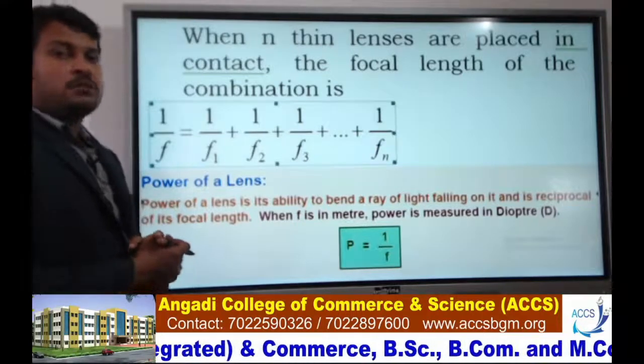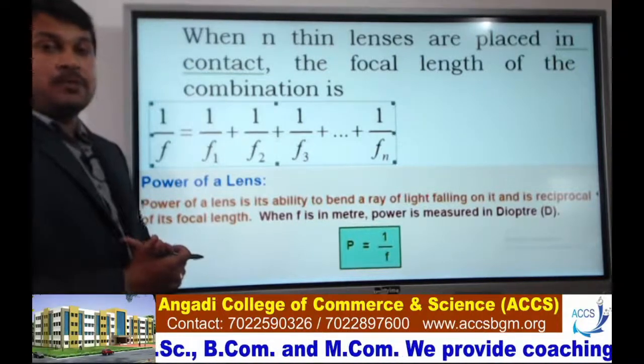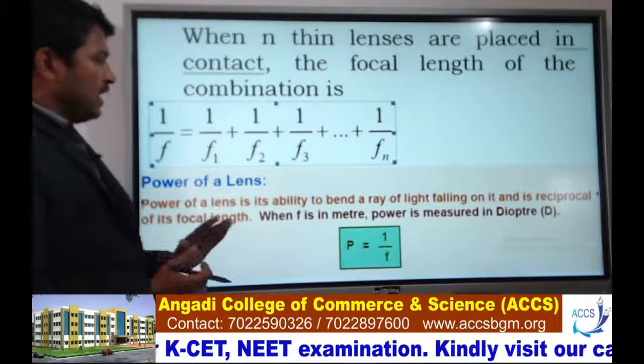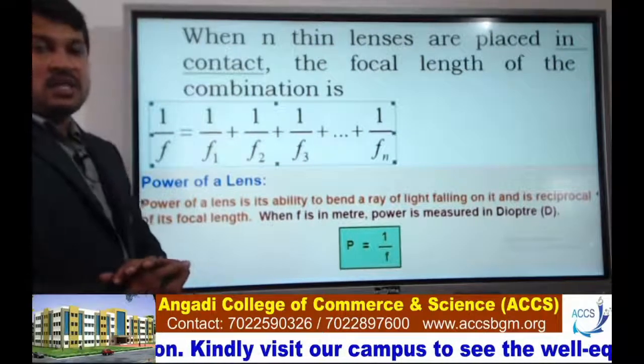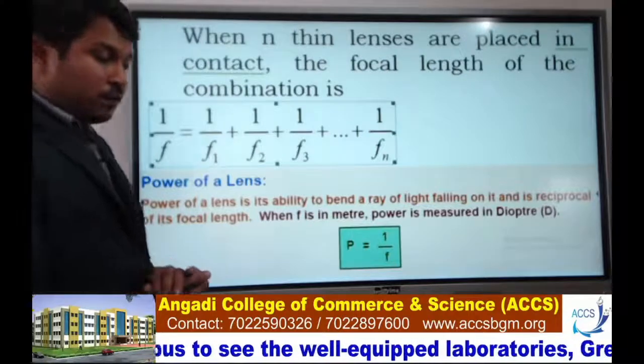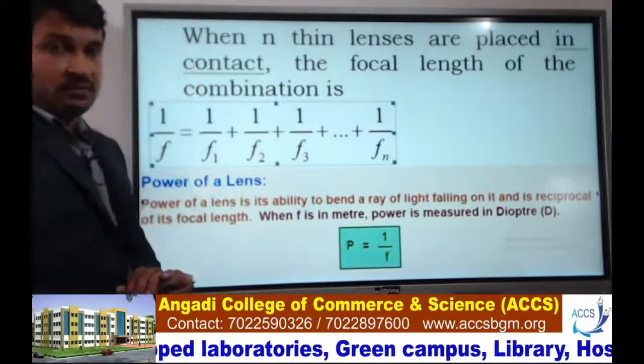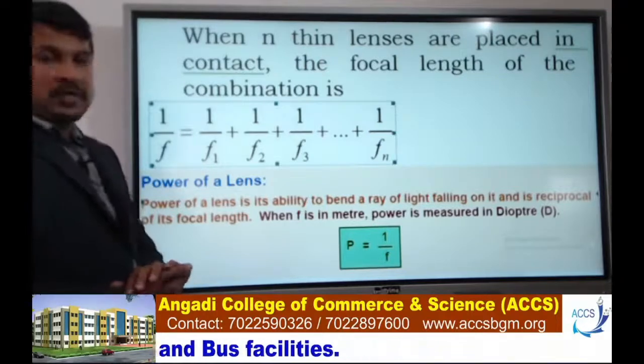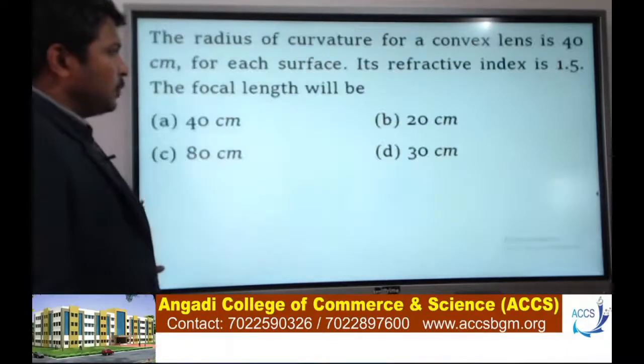Here is another term I will define, power of lens. What is power of lens? It is the reciprocal of focal length. The power of lens is measured in diopter. I hope you are clear up to this much.